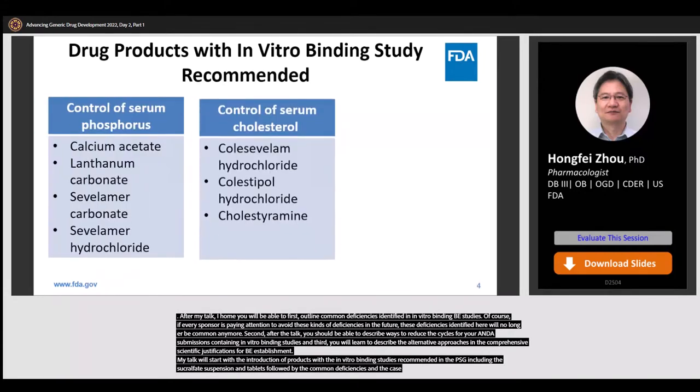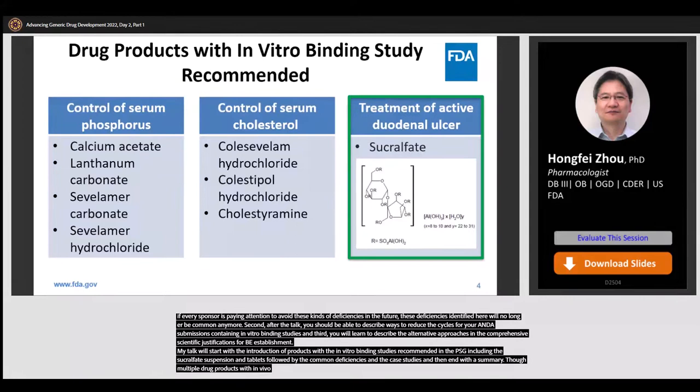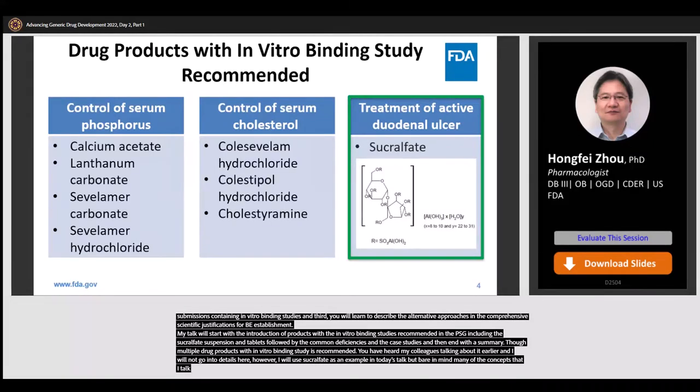There were multiple drug products with in vitro binding studies recommended. You have heard my colleagues talking about it earlier, and I will not go over them in detail here. However, I will use sucralfate as an example in today's talk, but bear in mind that many of the concepts I talk about here may be applied to other products with similar in vitro binding options recommended.